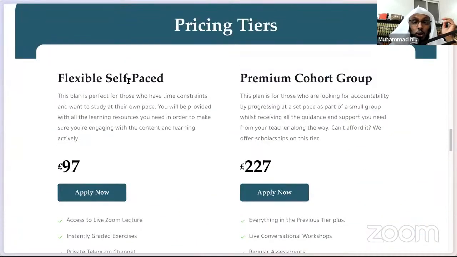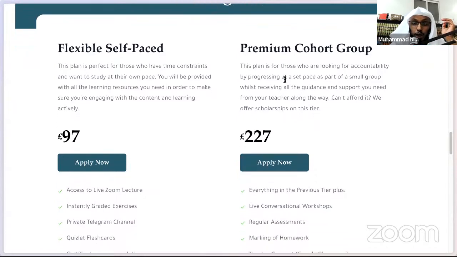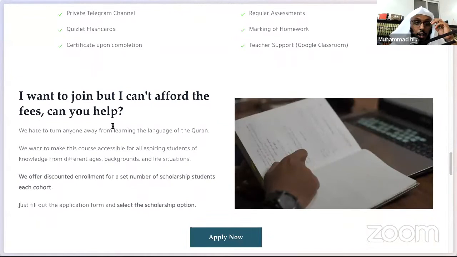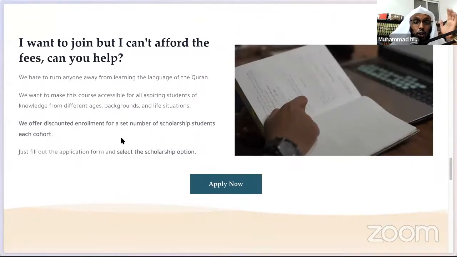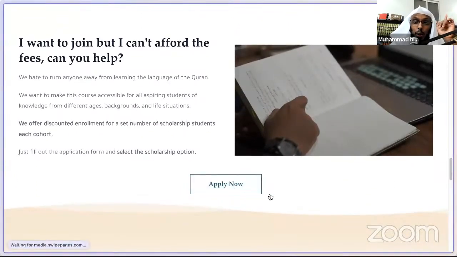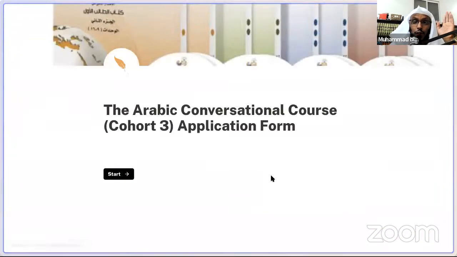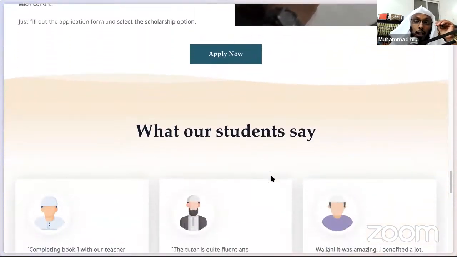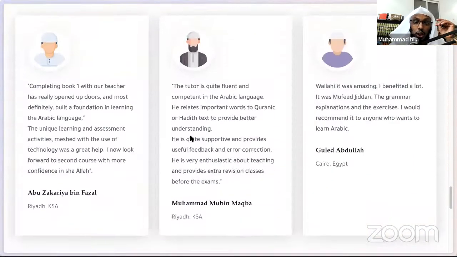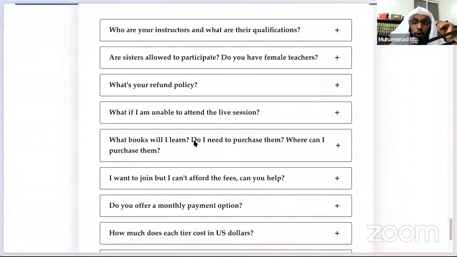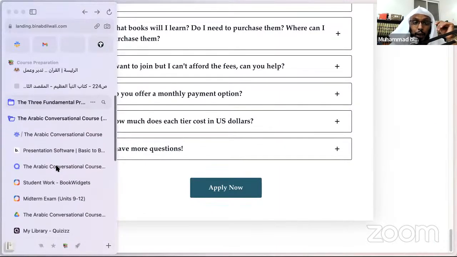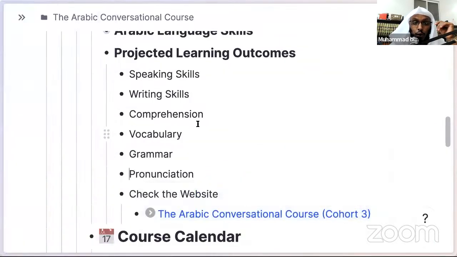These are the pricing tiers. You'll know the difference between the flexible self-paced and the premium cohort. Read these carefully. And then this talks about the scholarship. For the scholarship, you just click on the apply now button and fill out this application form, and it will ask you at the end if you want a scholarship or not. And we'll talk about scholarships later on, inshallah ta'ala. Some of the feedback from some of the students, and these are some of the frequently asked questions. So refer back to the website, inshallah, for further information.